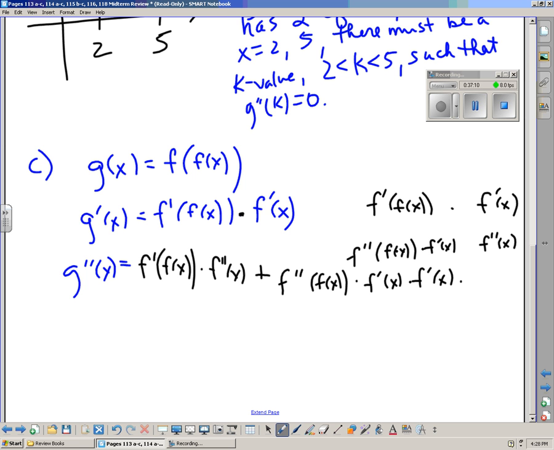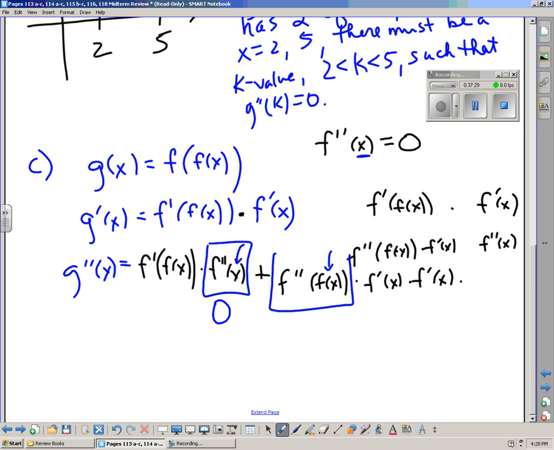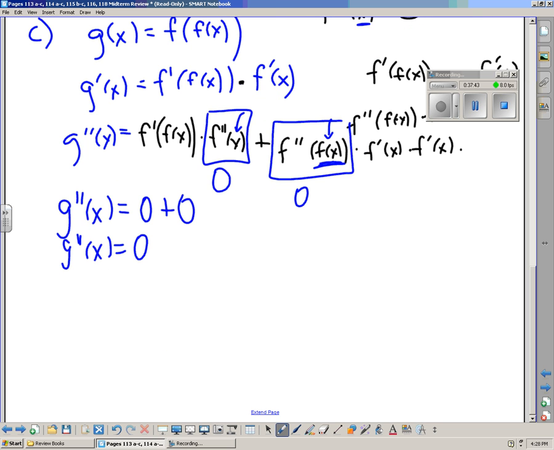Now they told us that f double prime of x is always 0. So that could mean f double prime of any number is equal to 0. So every time we see an f double prime, it doesn't even have to be of x. It can be of anything. It's going to be 0. So this is 0, and this whole thing, f double prime of anything, is 0. So what happens is g double prime of x comes out to be 0 plus 0, or 0. g double prime of x is equal to 0 for any value of x.